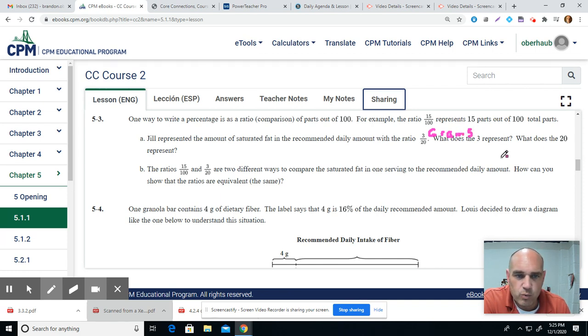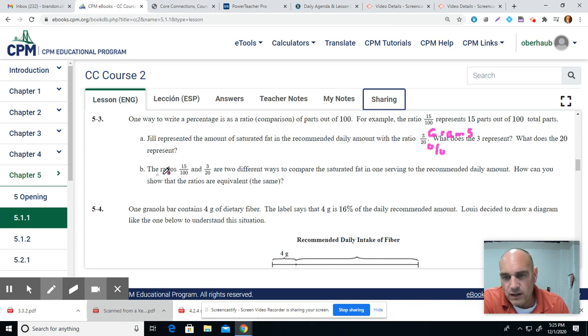What does the 20 represent? So the 20, if you remember, was our percent of fat that we're supposed to have. So the bottom is talking about percents, the top is talking about grams. 3 grams is 20% of the fat that we should have for our daily intake.